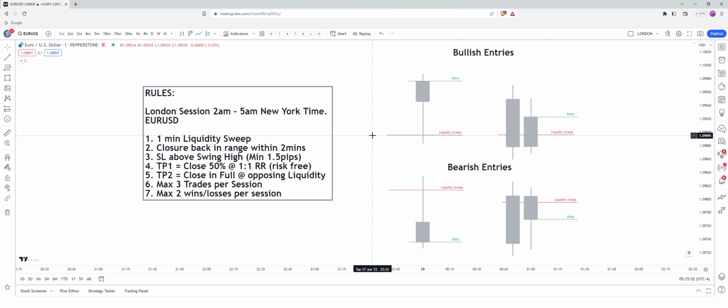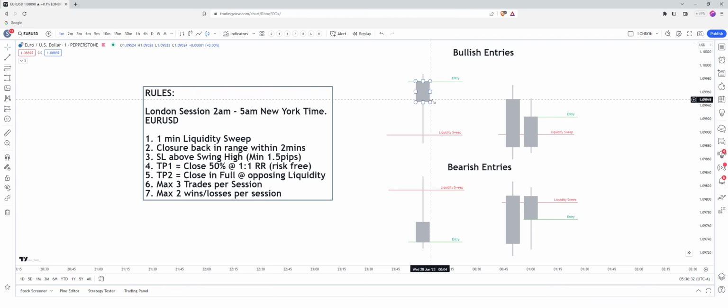Now, we will enter at market on the close of a candle back into the range, which means we're not going to be using limit orders and waiting for price to retrace and tag us in. We essentially have two possible entry formations. Our first entry is that a single candle takes liquidity with a wick and closes back inside the range. We would then enter on the close of that candle at market.